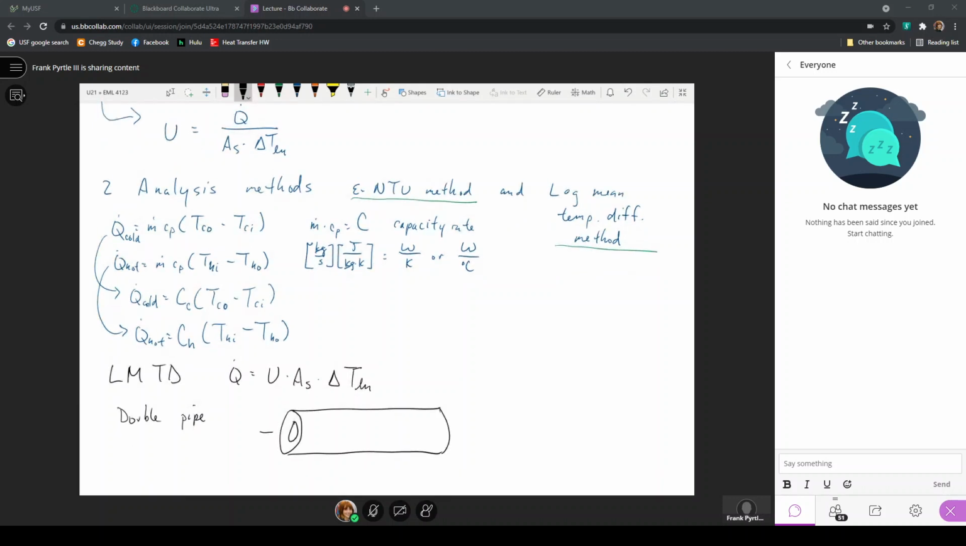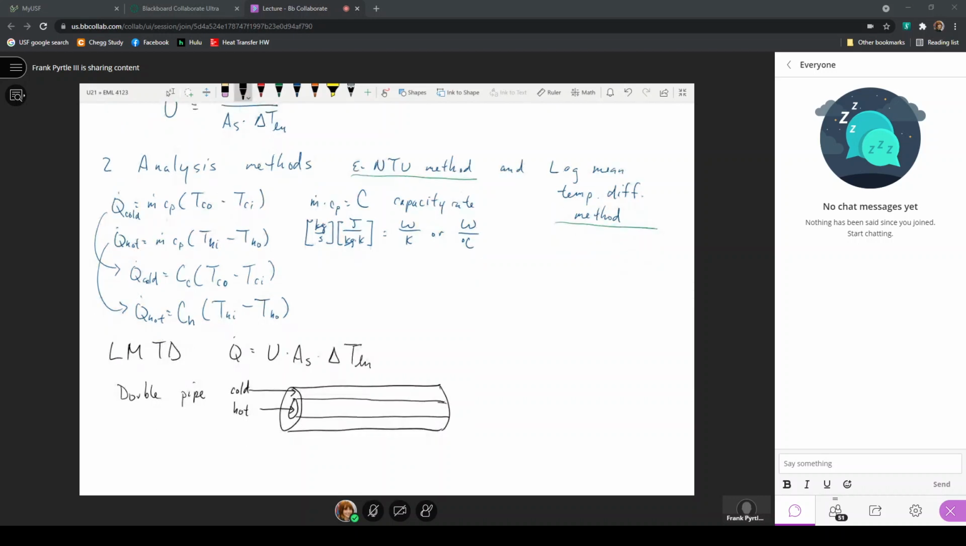So if I have fluid moving into the inner pipe, let's say I have the hot fluid moving through the inner pipe and the cold fluid moving through the outer pipe here. Here we have position number 1 and position 2 for the heat exchanger.